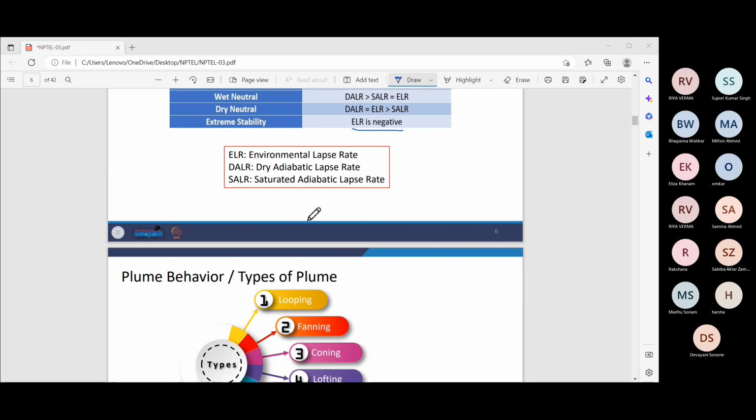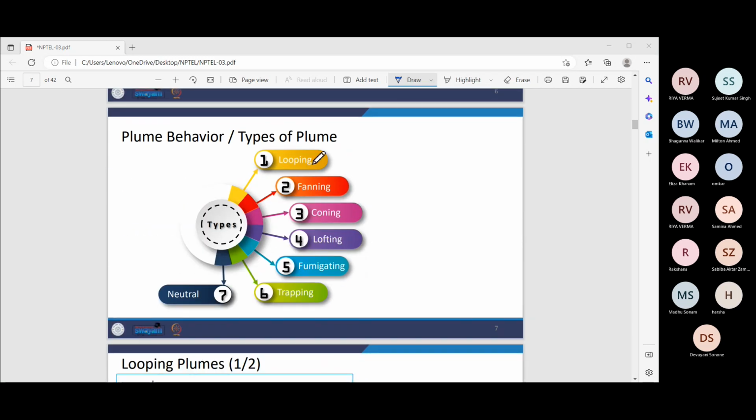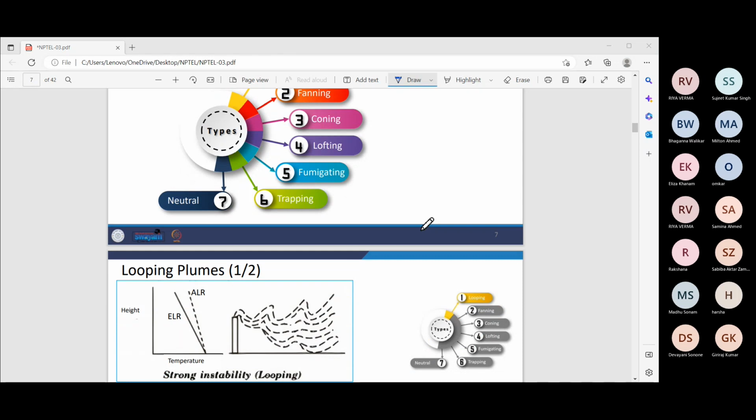Now coming towards the plume behavior and the types of plume. We'll be covering seven types of plume here. First one is looping, second is fanning, third is coning, fourth is lofting, fifth is fumigating, sixth is trapping, and seventh is the neutral plume. All this classification will be based on the situation of the adiabatic lapse rate and the environmental lapse rate profiles, and in some cases we will also consider the inversion of the ELR.